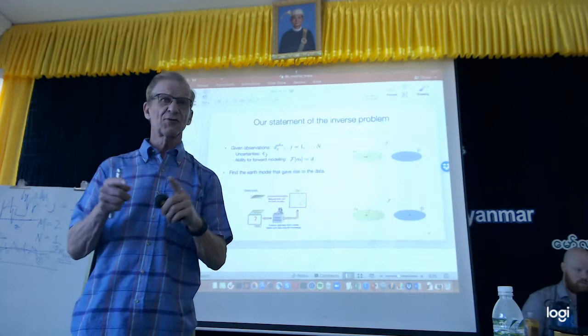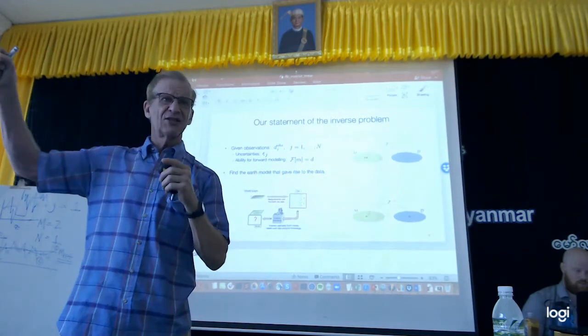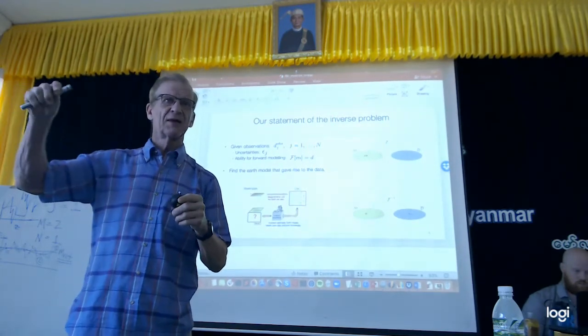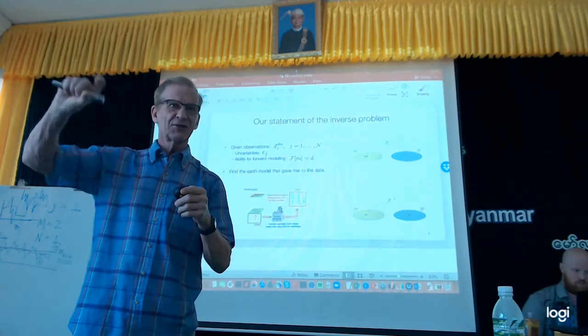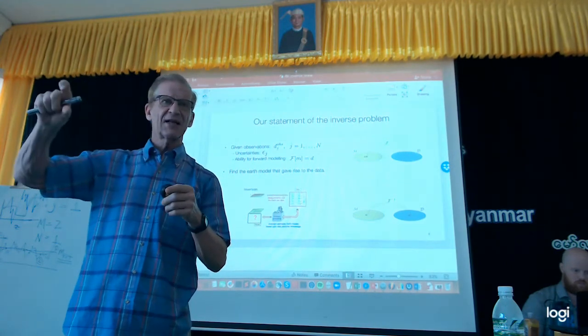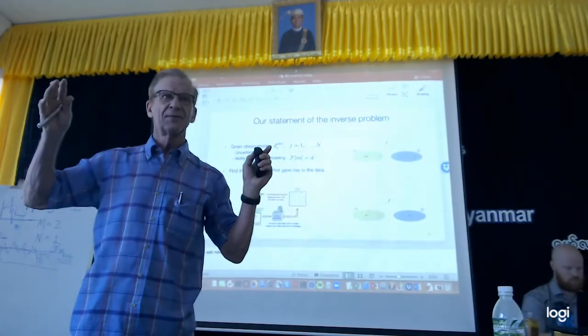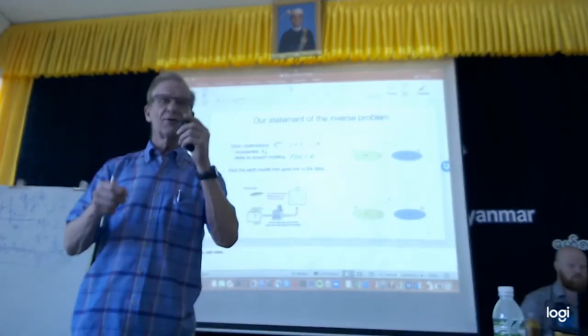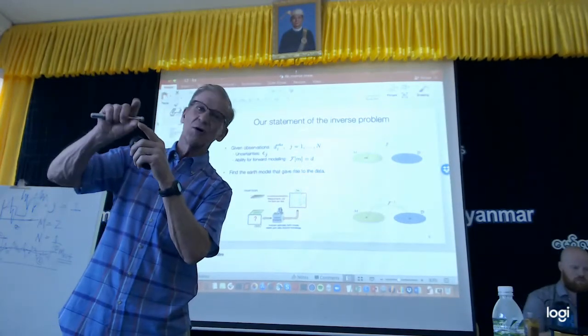I want to stress that a geophysical field number that doesn't have an uncertainty attached to it is incomplete, because we need to know not only the number, but we need to know the error bar.